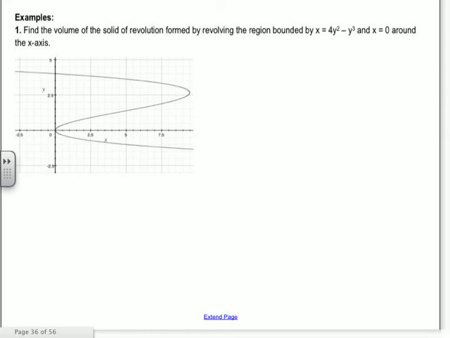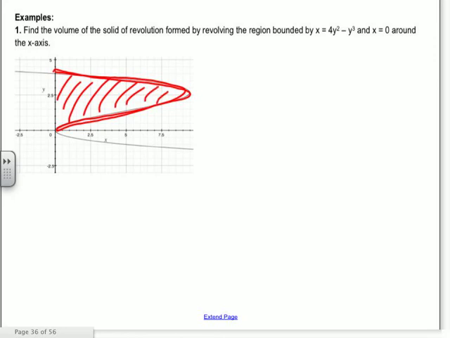Yeah. All right, so find the volume of the solid of revolution formed by revolving the region bounded by x equals 4y minus y cubed and x equals 0 around the x-axis. This might be one of your homework problems. So 4y minus y cubed, that's this. We're doing the region that's bounded by this curve and the axis. So here's our region. We're going to go around the x-axis.